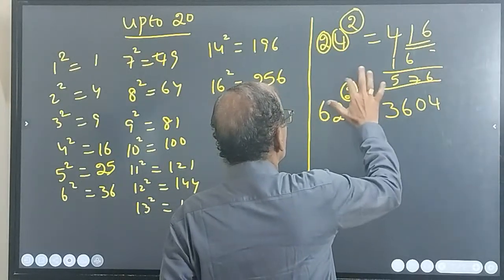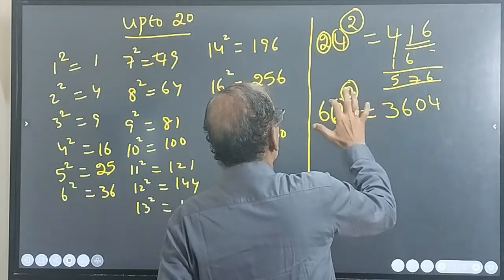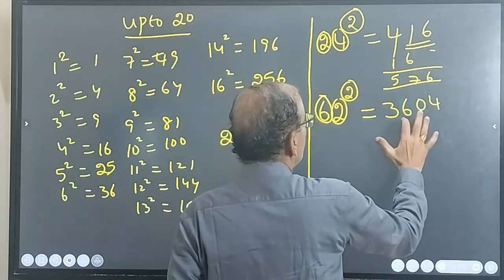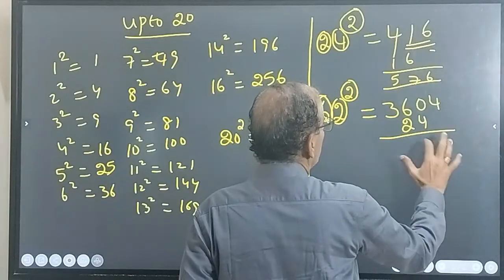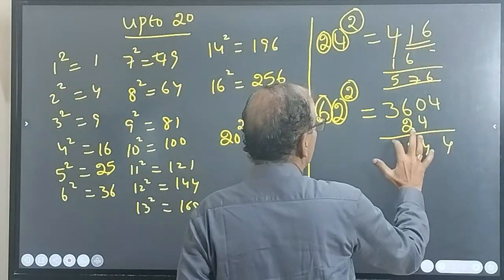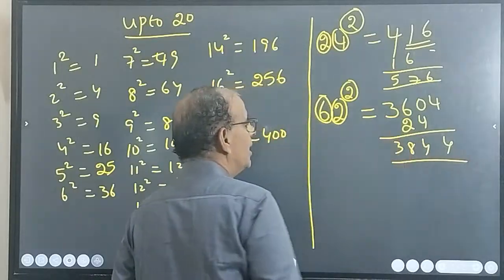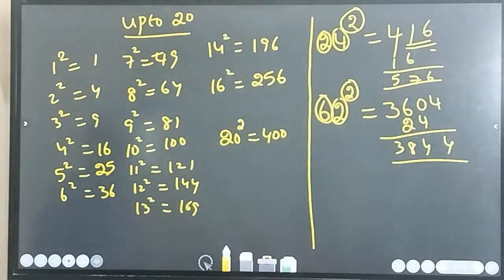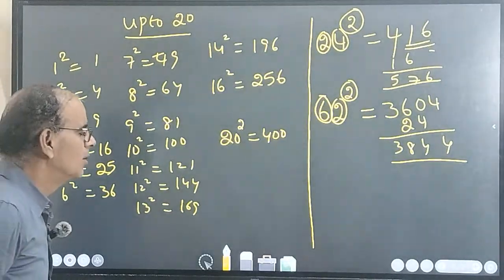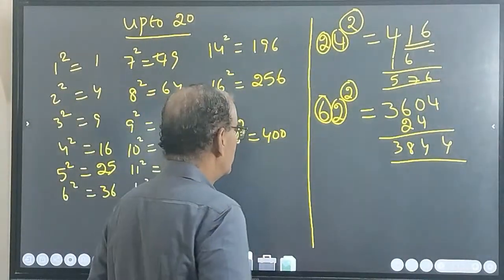You multiply this one. 2 into 2, 4. 4 into 6, 24. You write 24. 4, 4, 8, 3. 3, 8, 4, 4. You can easily find out. Okay, any square value you can find out.